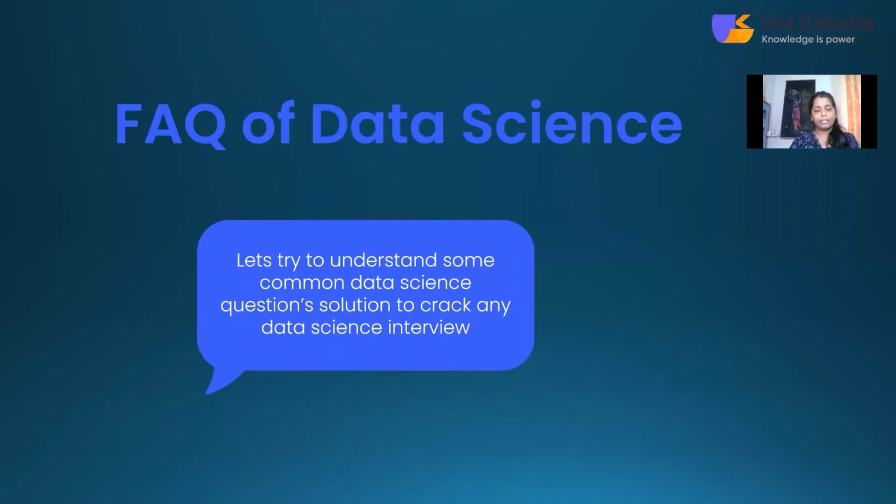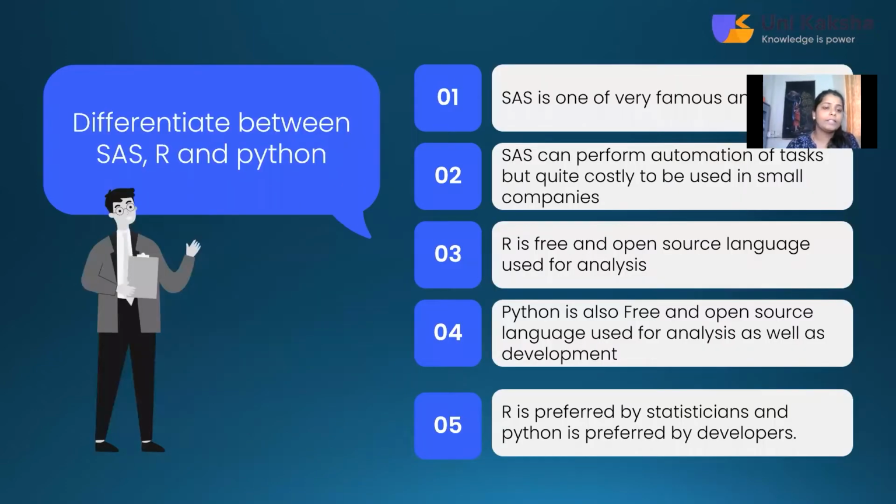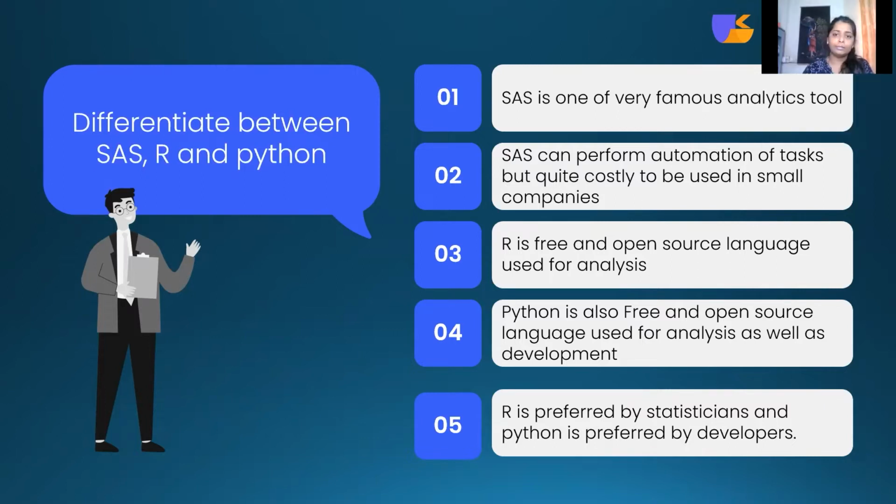So the next very interesting question that is generally asked in interviews is about the difference between SAS, R and Python. All three technologies are used to work on data-driven problems. SAS is a very famous analytical tool, which was highly used for automation as well as for data manipulation.